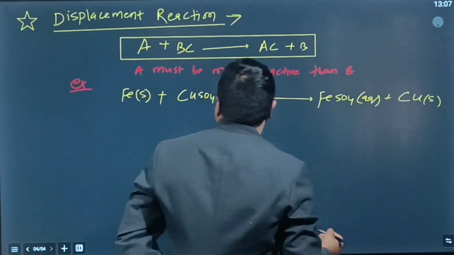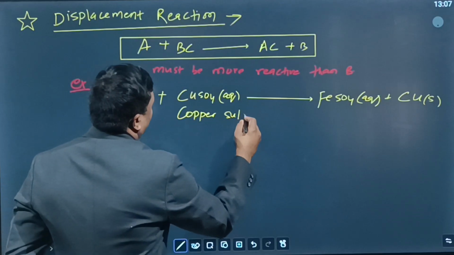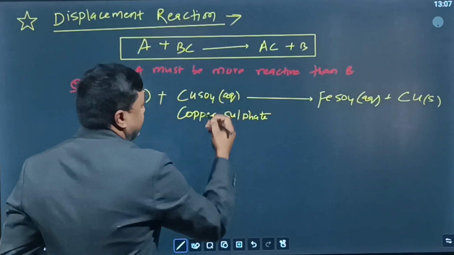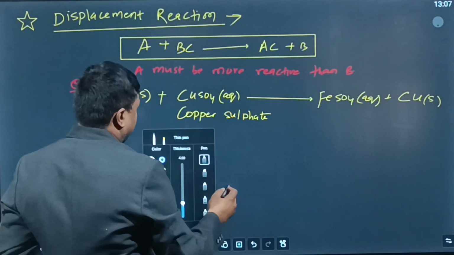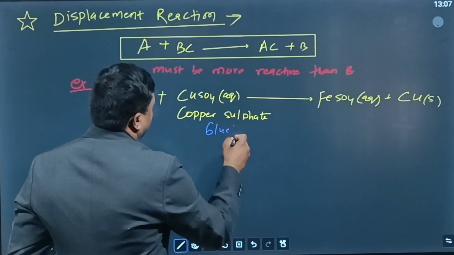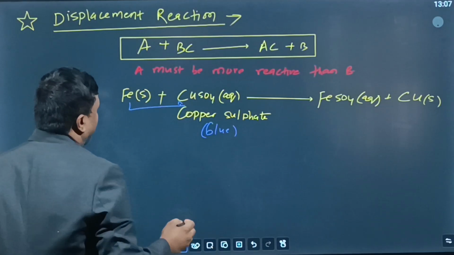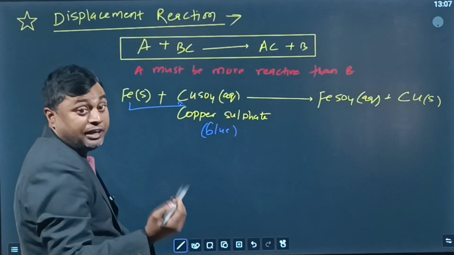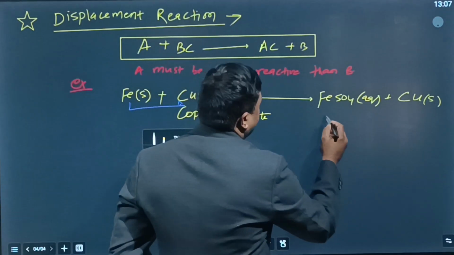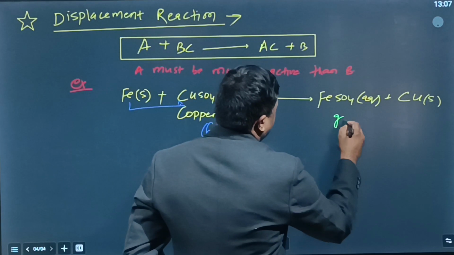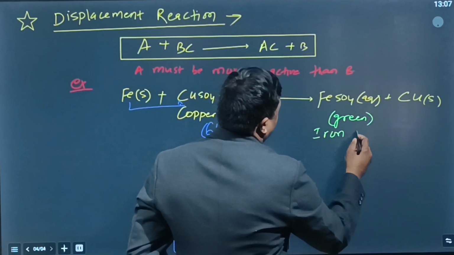copper. Here CuSO4 is copper sulfate. We should take the solution of copper sulfate. Generally, it is a blue color solution. So whenever you add iron filings to this, iron is more reactive than copper, so it will displace the copper and we will get a green color iron sulfate solution. This is iron sulfate.